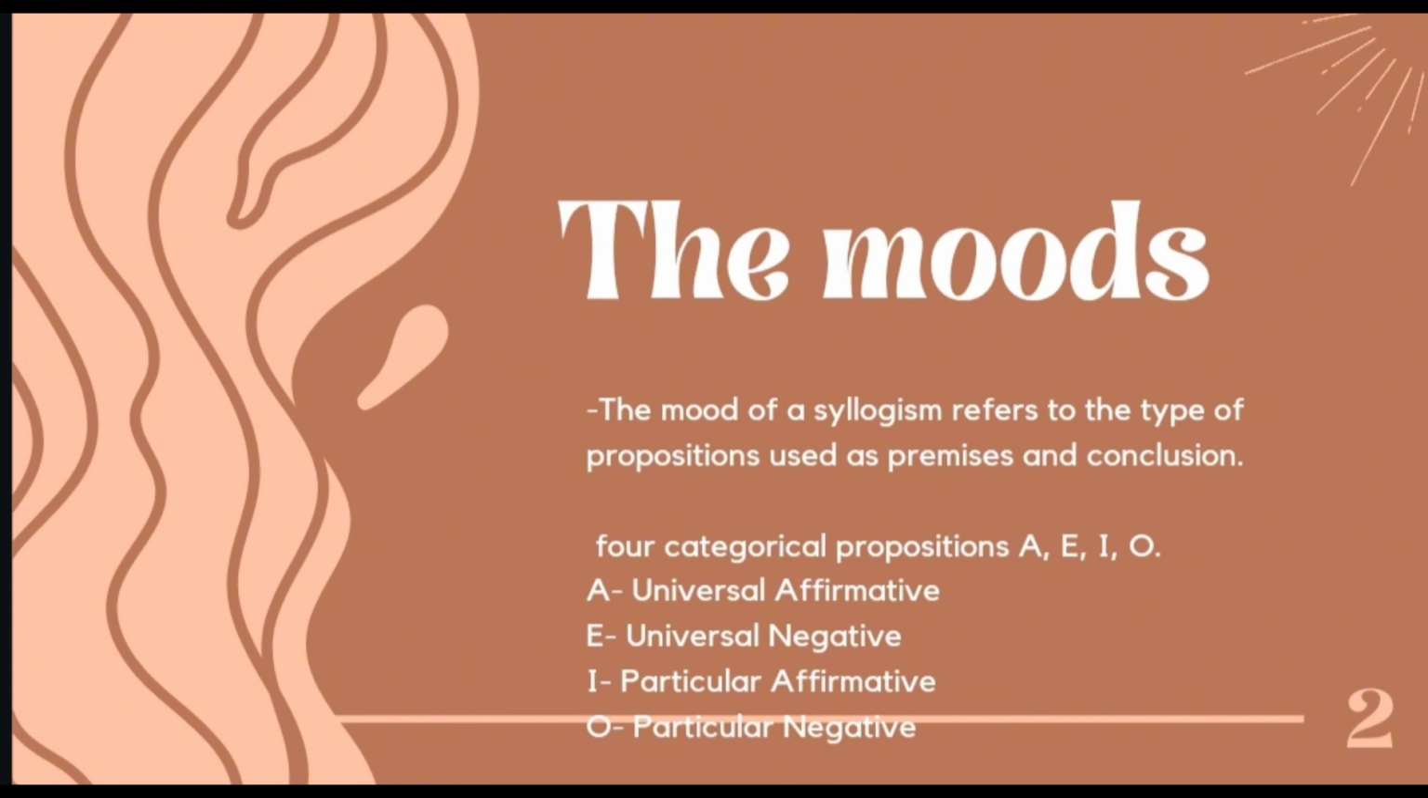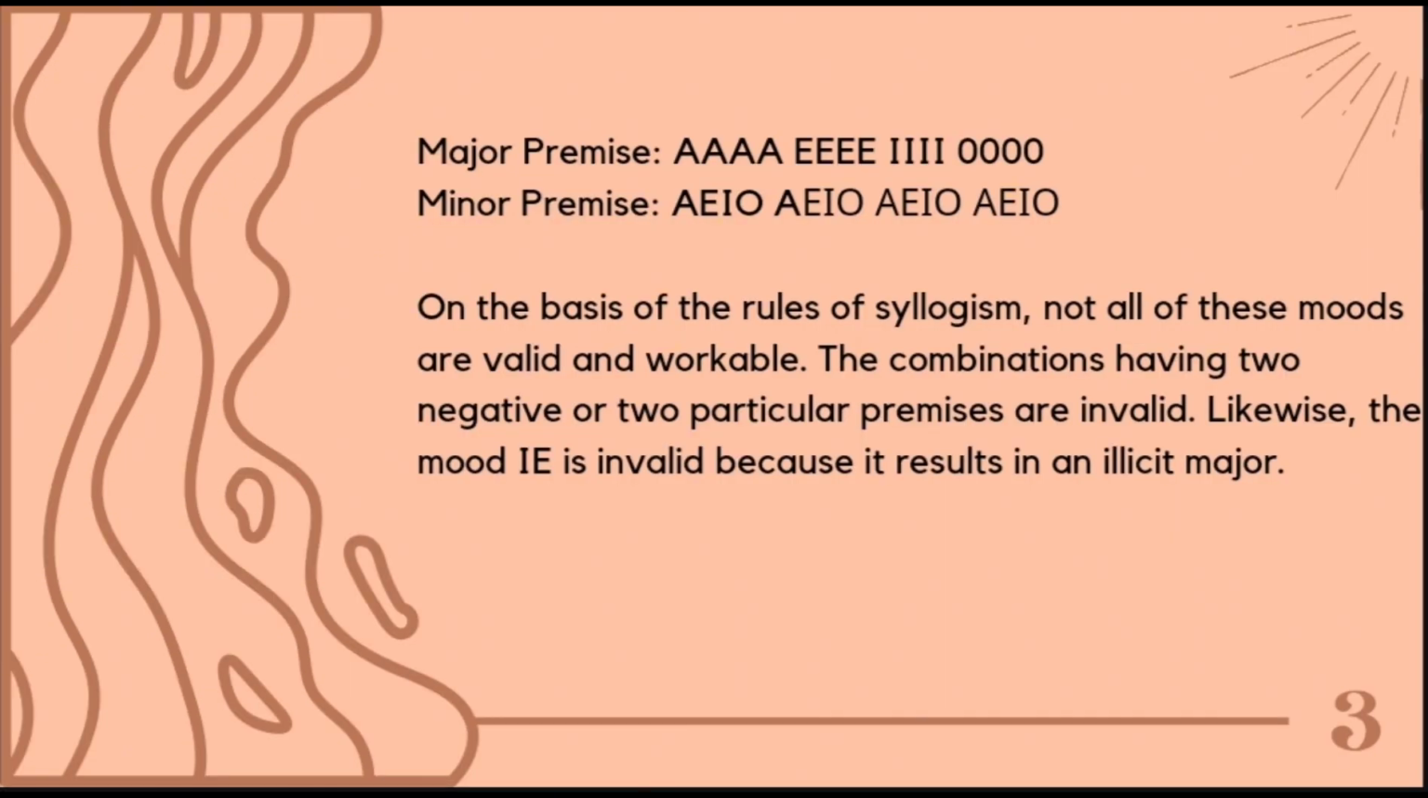The mood of a syllogism is determined by the type of propositions used in the major and minor premises, as well as the conclusion. The major premise is the first statement in the syllogism, which usually contains a universal quantifier, E and A. The minor premise is the second statement, which usually contains a particular quantifier, I or O. The conclusion is the final statement, which follows logically from the major and minor premises.